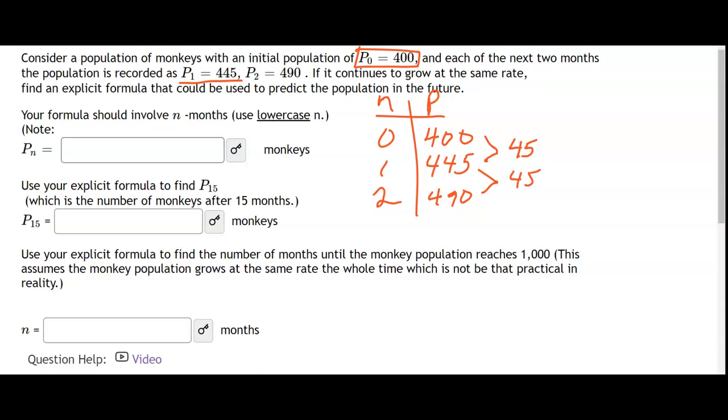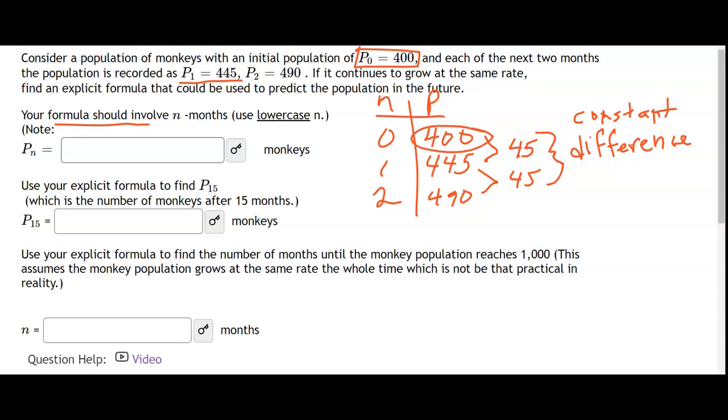So that's the constant difference, isn't it? That difference is constant. That's what we call the constant difference, is 45. So P sub n, a formula should involve the initial amount, 400.